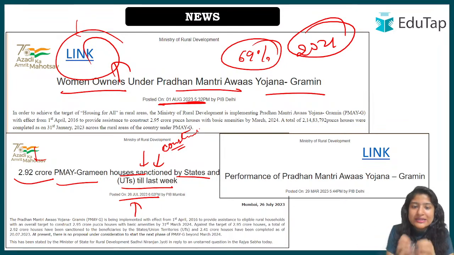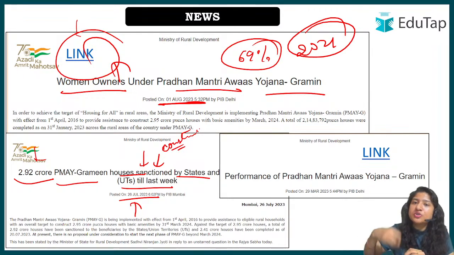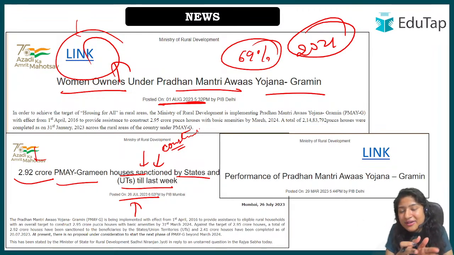I hope you understand the difference here. These many houses have not been built, but the government has sanctioned the provision that these many beneficiaries have been chosen and they have been given the permission to make the houses. So that is why it has been written sanctioned.